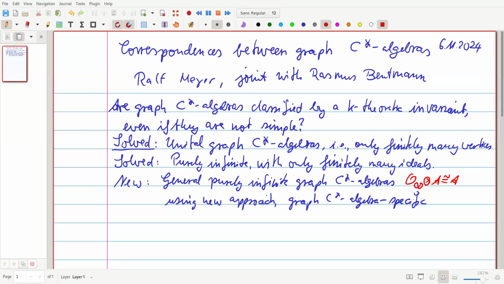Okay, so Tomek has a question, and before he asks his question, could you please also tell me this concept of pure infiniteness not for graph C-star algebras? I remember it's something to do with projections, but I don't remember exactly what.